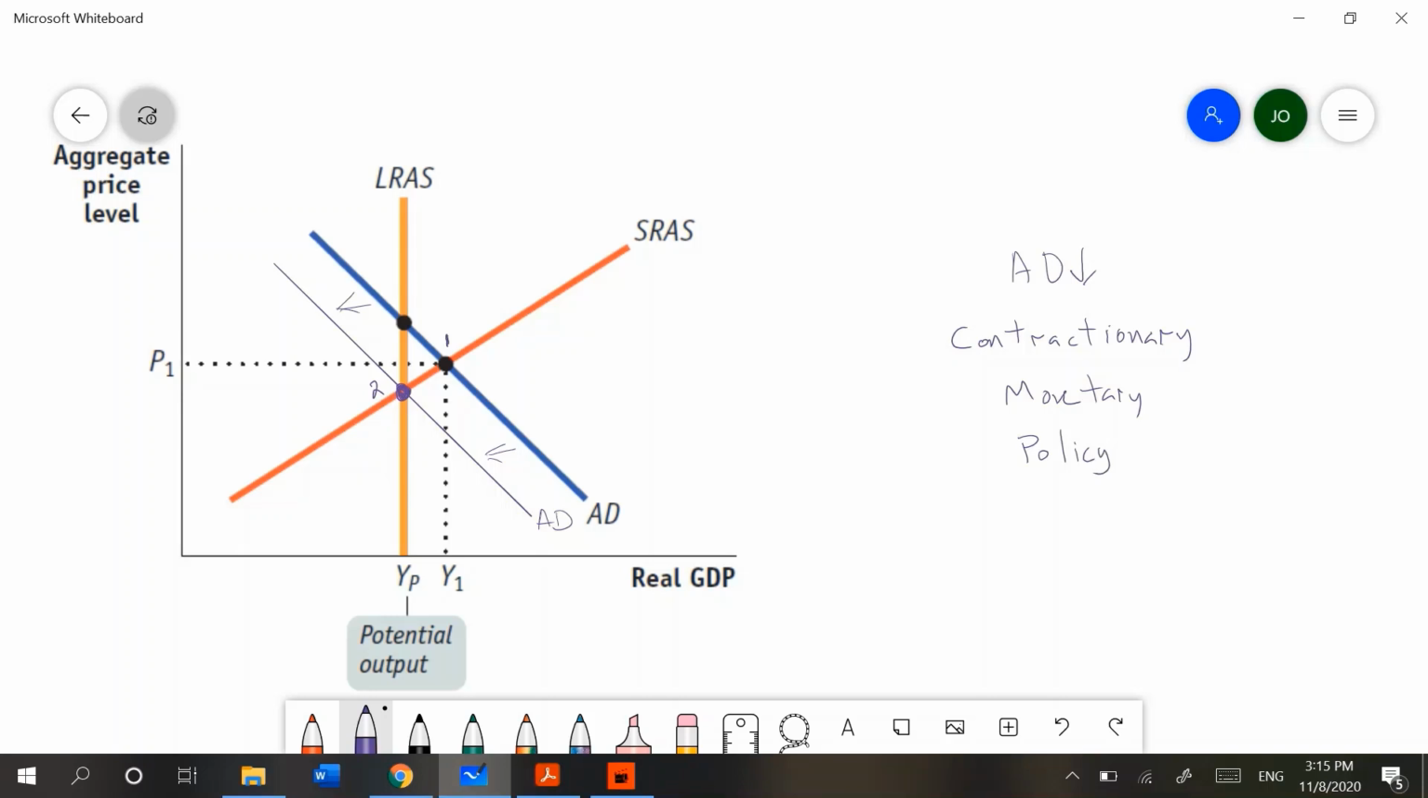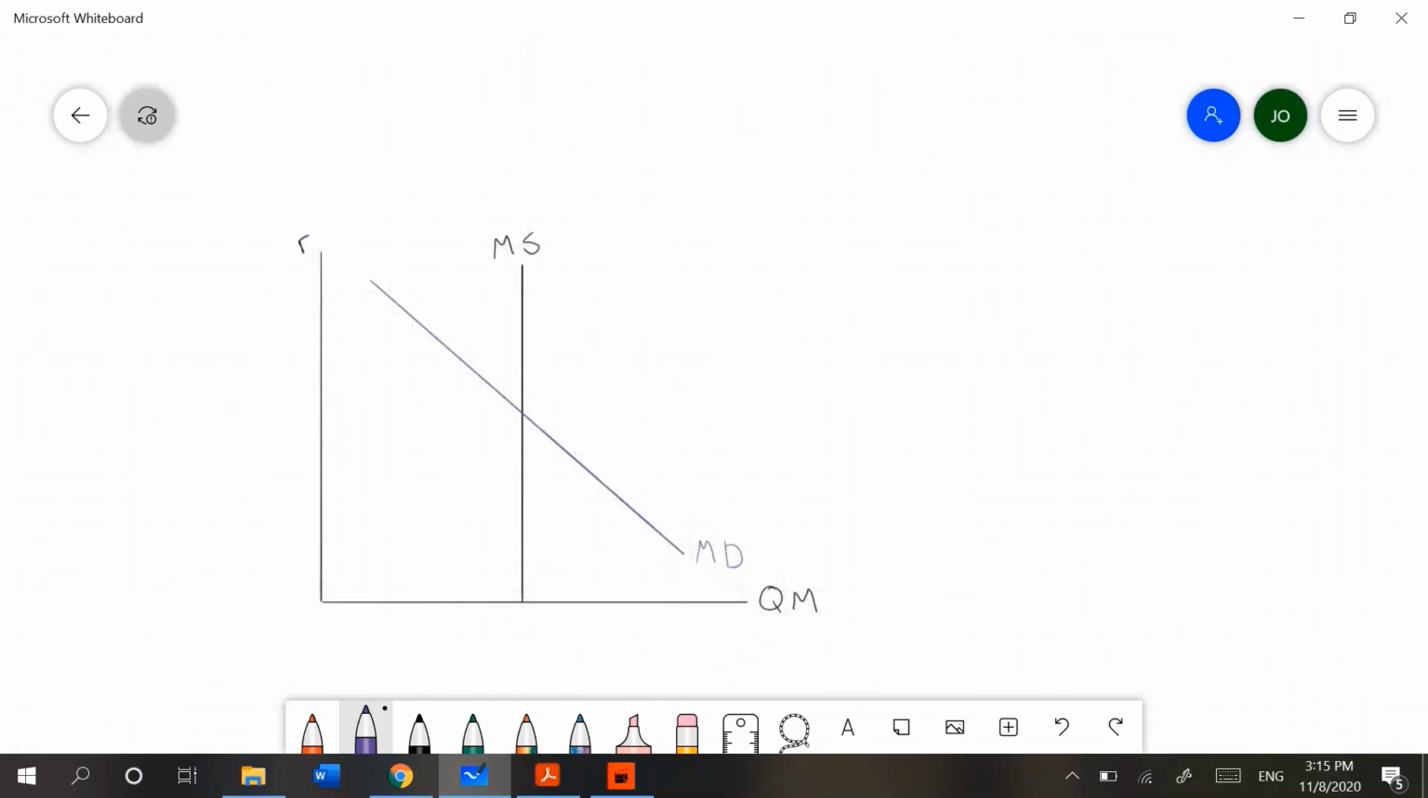How can the Federal Reserve achieve this? We go back to our money market. In this case, the Federal Reserve must find a way to decrease aggregate demand. It can do so by increasing the interest rate. This will have the following effect on consumption and investment.